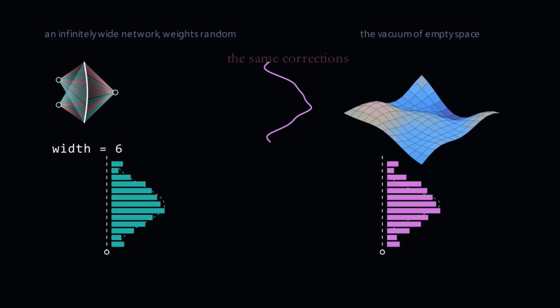Not similar corrections, not analogous corrections. The same corrections, with the same structure, organized by the same expansion. The width of your neural network is playing the role of the strength of a physical interaction.